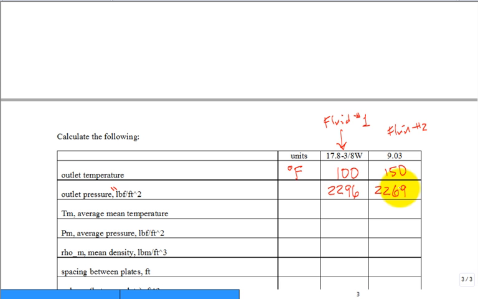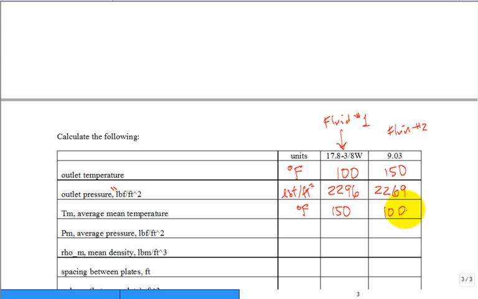All right. Now the average mean temperature for those that challenged on that one. This would be easy, right? It comes in at 200, goes out at 100. So what is it for the first fluid stream? 150? And this is degrees F. And this was lbf per foot squared. How about for the second fluid stream? Comes in at 50, goes out at 150, so it's 100.